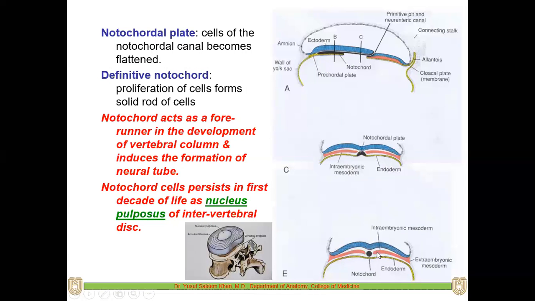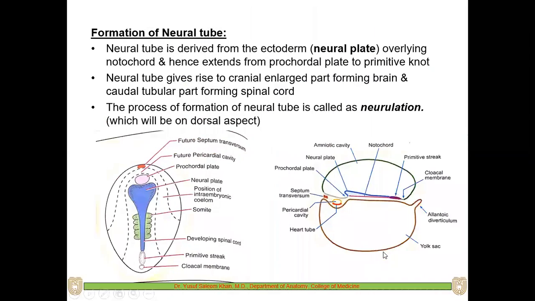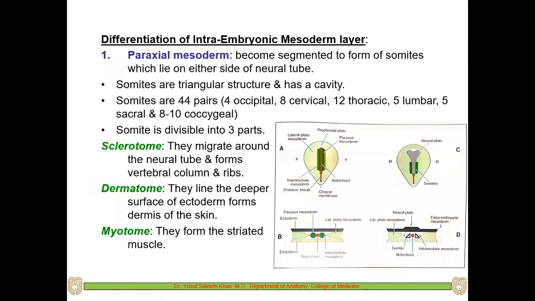Now this intra-embryonic mesoderm which is formed, it will start differentiating into three parts. The part which is just beside the notochord will be called the paraxial mesoderm. Axis is the center. Para means beside. Beside the axis, this is called the paraxial mesoderm. So this paraxial mesoderm will later change itself into somites.